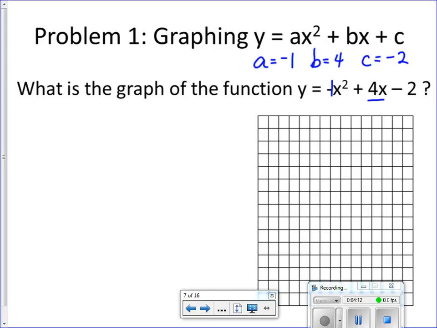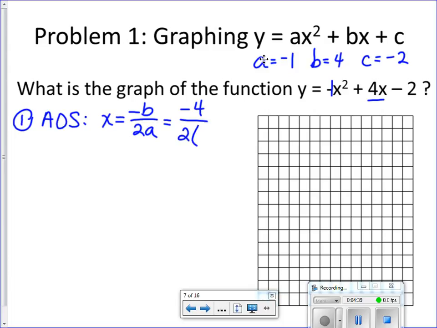All right, so step 1 was to find the axis of symmetry, and we'll just abbreviate that using AOS. We're going to use our little formula, x equals the opposite of b over 2a, and substituting what we know for b, we have the opposite of 4 would be negative 4, and all over 2 times a, which is negative 1. So we end up with negative 4 over 2 times negative 1, which is negative 2, or 2.